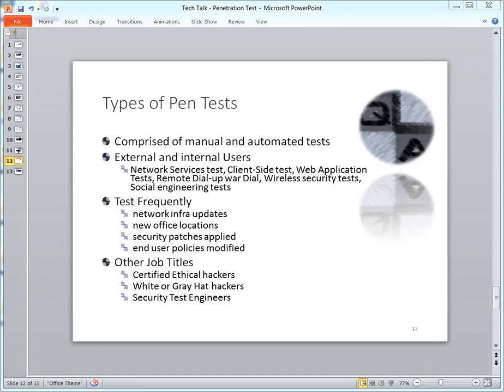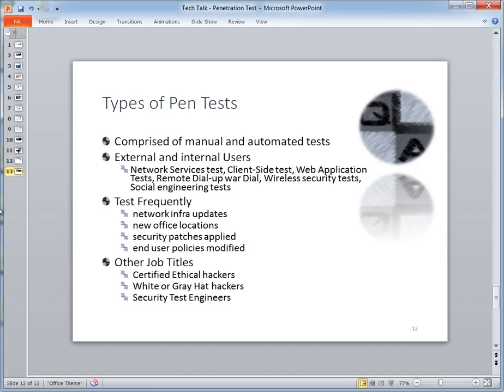And then lastly, the types of people that are classified as penetration testers, other than the penetration tester title, you'll see terms like certified ethical hackers, white or gray hat hackers. Black hat is usually the hackers that do the bad things, whereas white and gray hat, they'll do the bad things, but they'll report it, so you can do something about it. And even security test engineers.